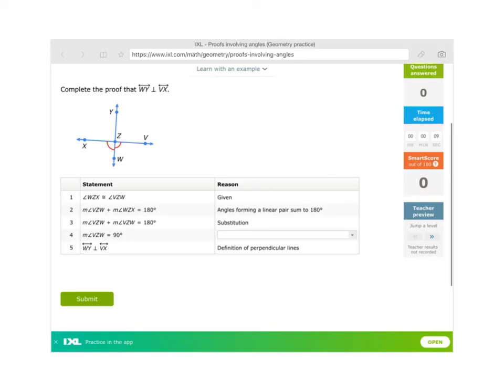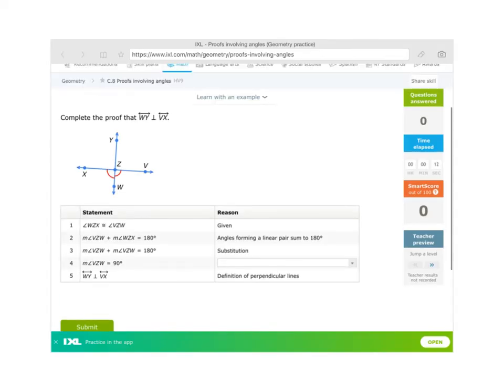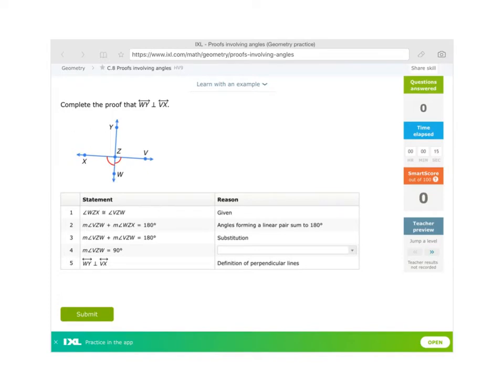So let's try in our exam. So now we have this question from C8, proofs involving angles. So now we have a diagram, complete the proof for line. So let me just write what is happening. So this symbol on the top is line. This symbol is perpendicular. So there we know something about perpendicular, that they meet at 90 degrees, right?